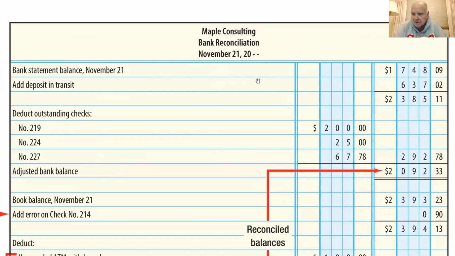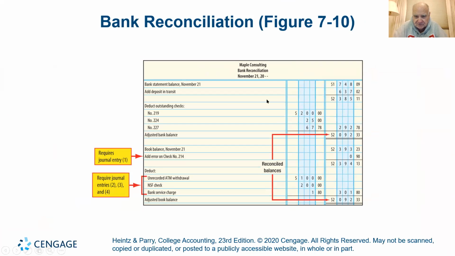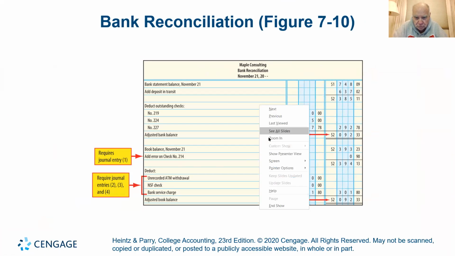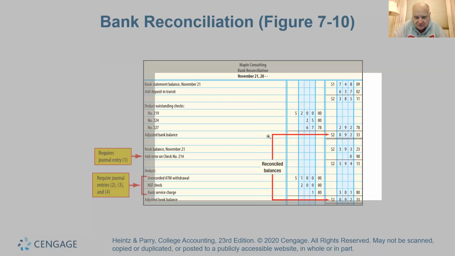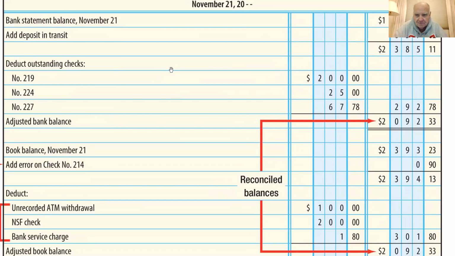So what happened here? Here's our famous 1748.09. That's our starting point. They told us over here that we had a check for $637.02, right? That was on its way to the bank. So that's a deposit in transit. That will be added to the bank balance.